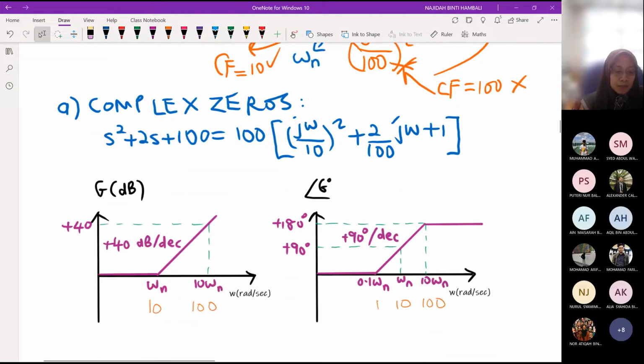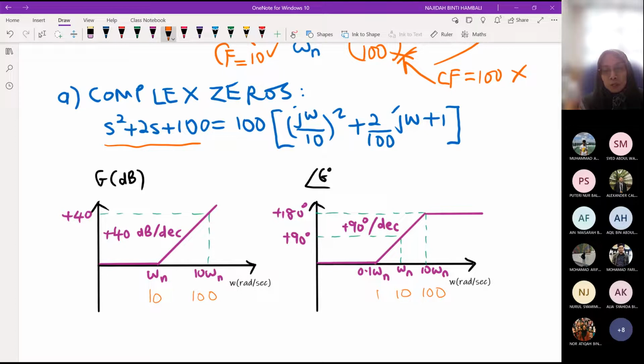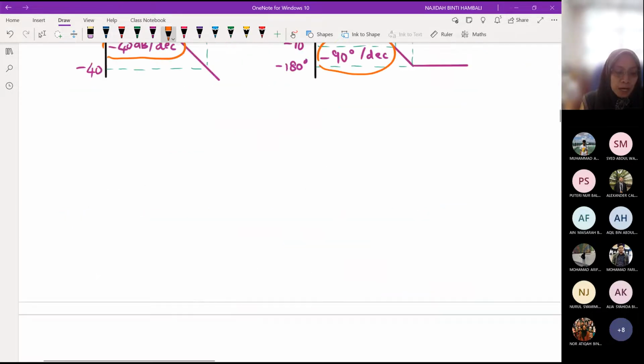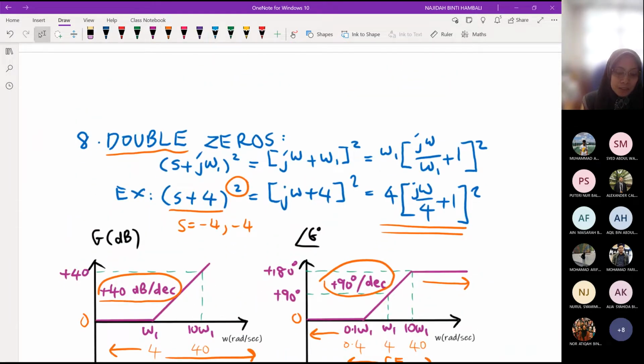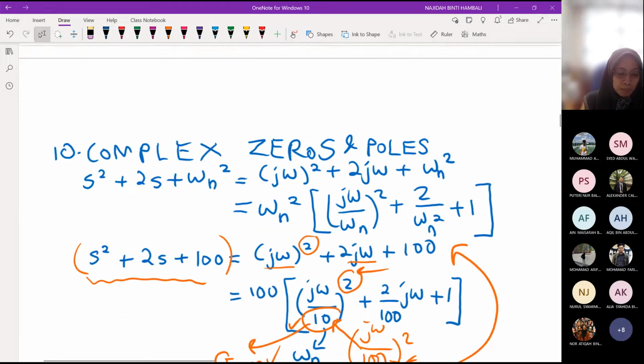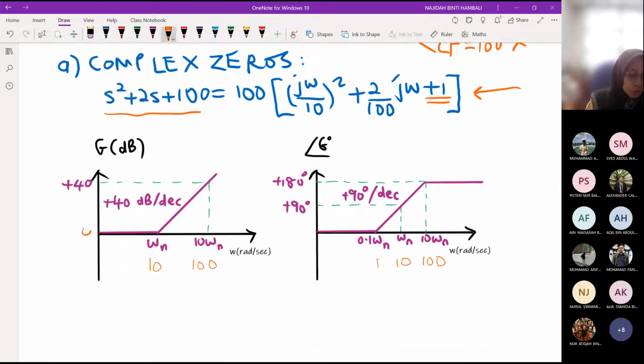Let's say we have complex zeros. We are using the same second order polynomial function. So, complex zeros at the numerator of your transfer function. After you convert the S domain polynomial function into the frequency domain and normalize until you have plus 1, this is almost similar to theory number 8, where you have double zeros. The same starting point, 0 dB for magnitude and 0 degree for phase. This is your cutoff frequency 10, not 100.